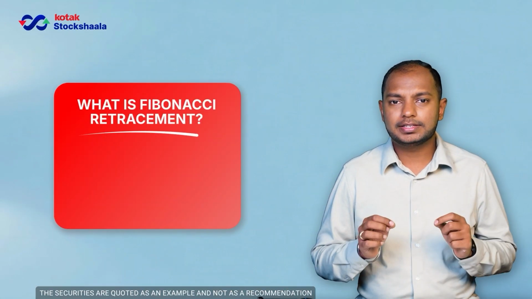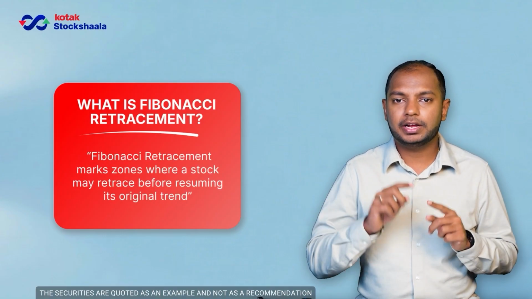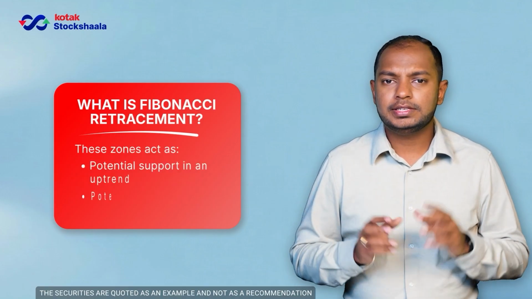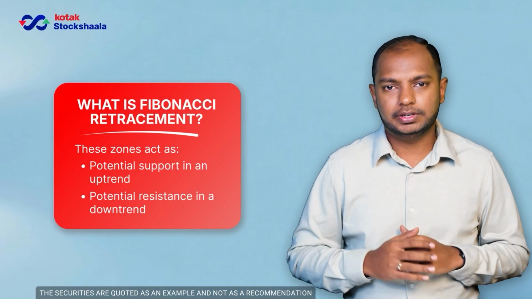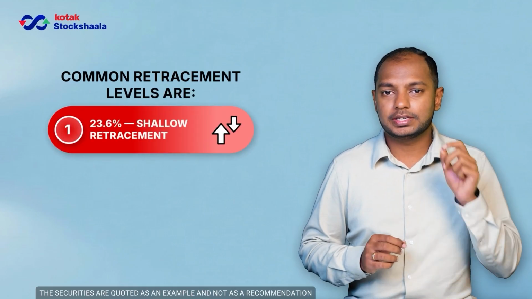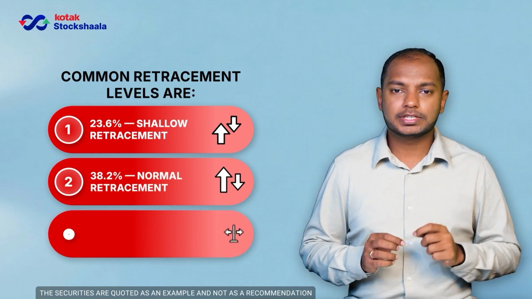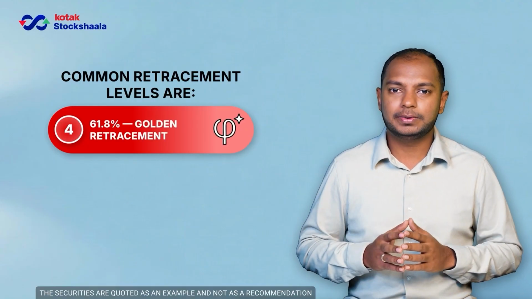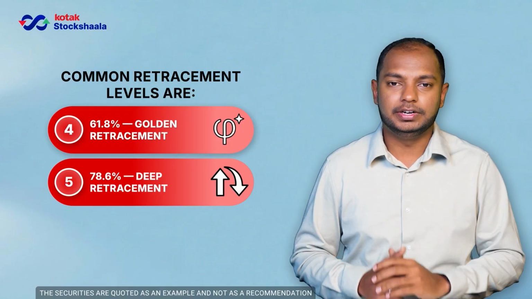Now let's understand what exactly Fibonacci retracement is. Fibonacci retracement levels are those levels where the price is going to retrace before it continues its actual trend. These levels act as potential support in an uptrend and as potential resistance in a downtrend. The most common retracement levels are 23.6%, which is a shallow retracement, 38.2%, which is a normal retracement, 50%, which is a psychological midpoint, 61.8%, the most powerful retracement, and finally 78.6%, which is the deep retracement.